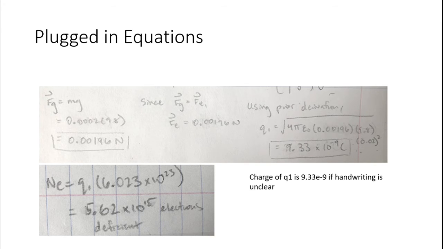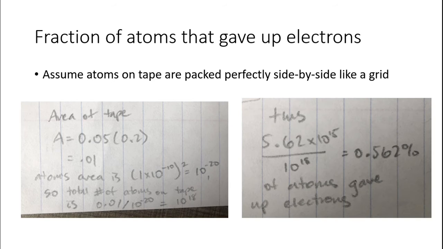Assuming that an atom's area is 10 to the power of negative 20 square meters and that the tape atoms are packed side by side perfectly like a grid, we find that 0.562% of our tape's atoms gave up their electrons.